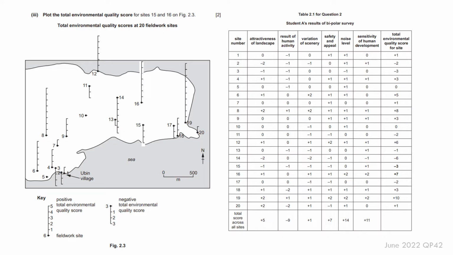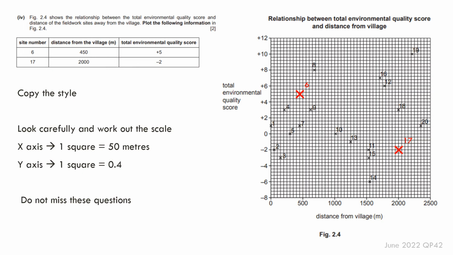Okay, copying exactly the key of how they've gone about drawing it, looking at the design of the other features. This one, I'm having to draw a simple scatter graph. So figure 2.4 shows the relationship between the total environmental quality score and distance of the sites away from the village. Plot the following information. So you can see how I've done this.